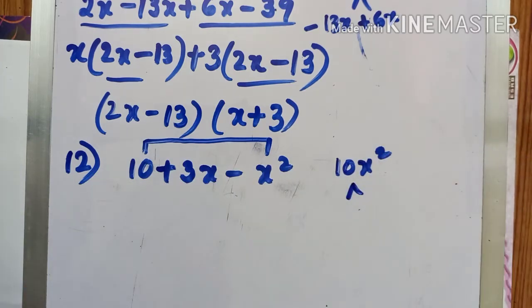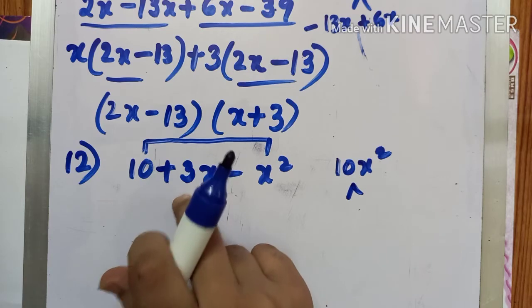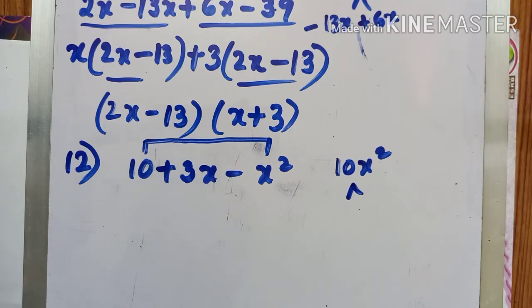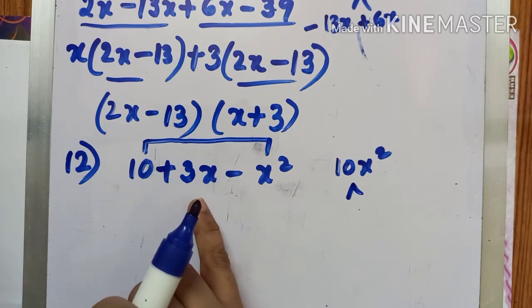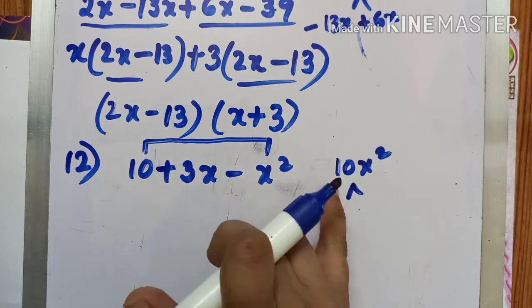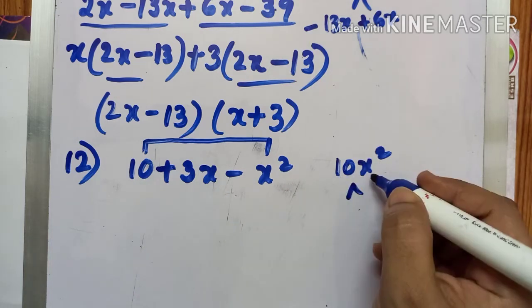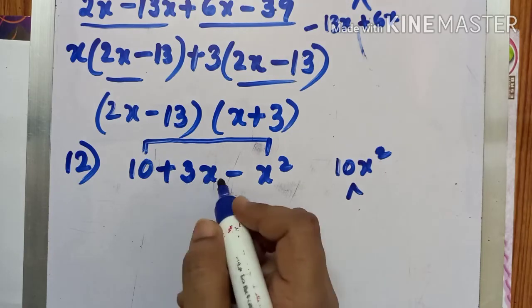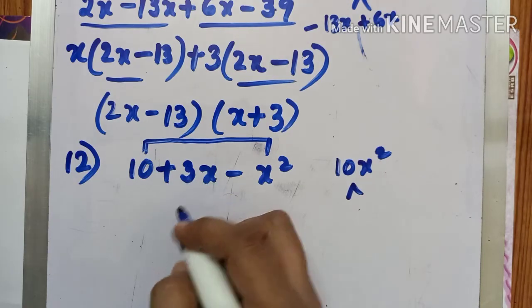So now 10x square you have to write in such a way that you take two terms such that when you add or subtract you get this 3x, and when you multiply you get this 10x square. So what can you take? 5 2s are 10, and 5 minus 2 will also give you 3, right?